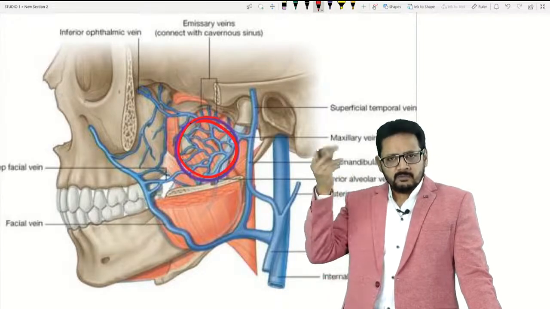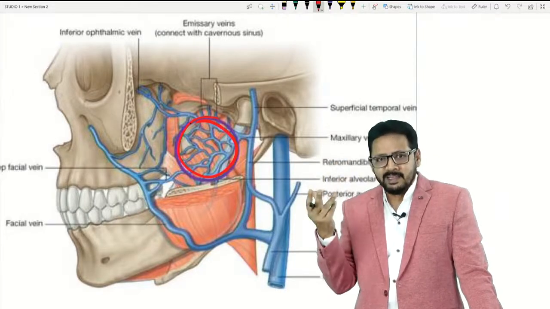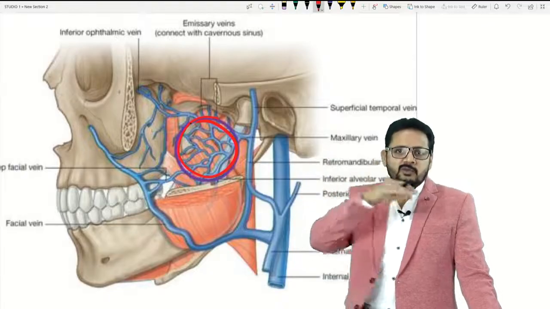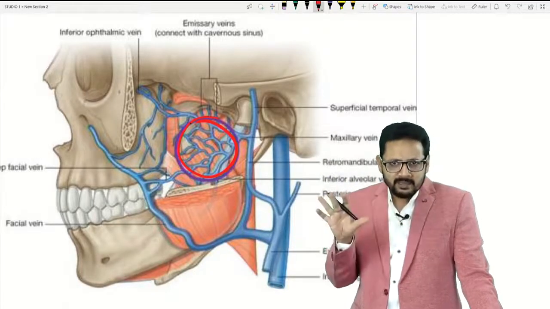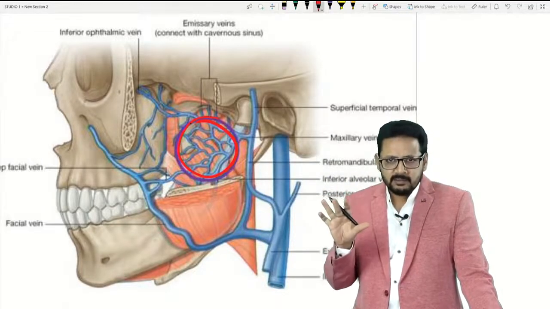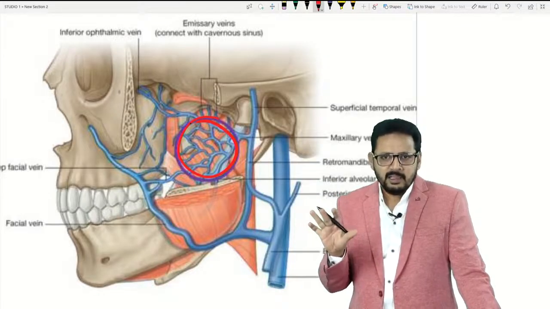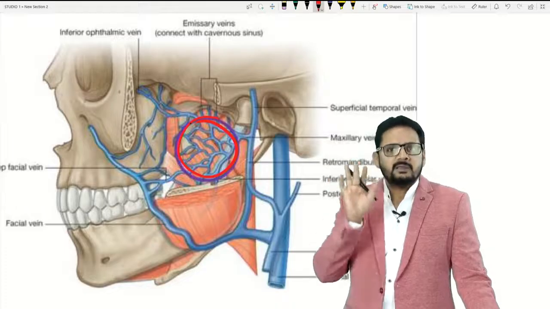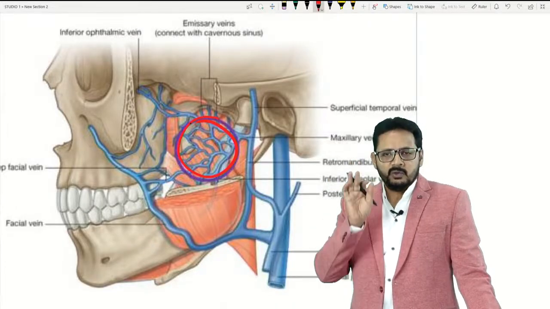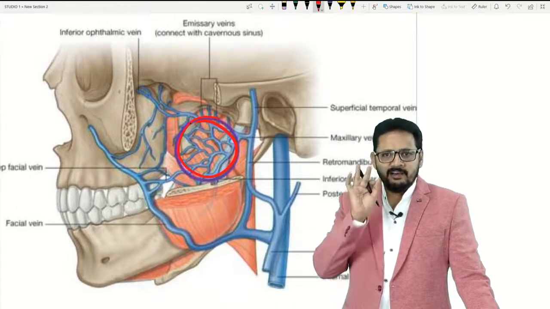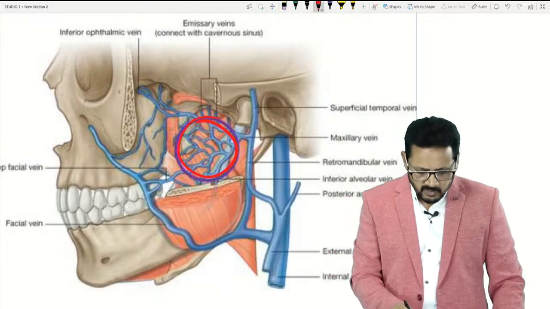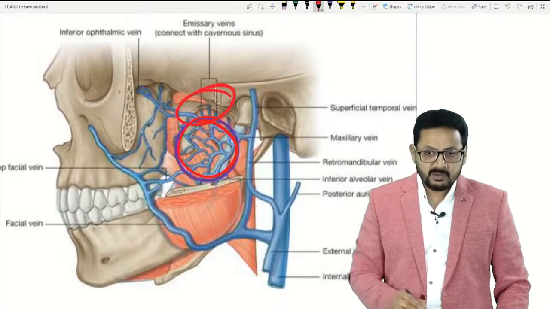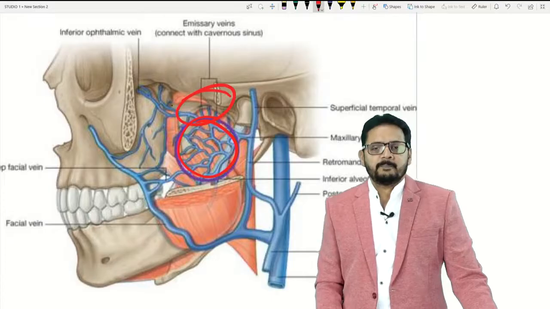But what will happen? There will be flow of the blood. Not like an arterial flow. It will be like a smooth flow. Don't panic. Nothing is going to happen, even if you accidentally touch the pterygoid venous plexus. But you have to be careful of three little fellows there, right? Those three little fellows are nothing but your emissary veins.